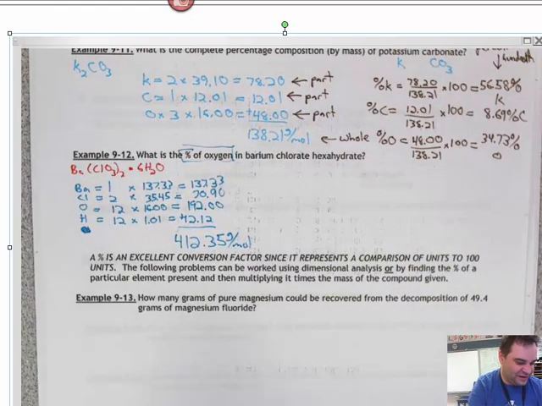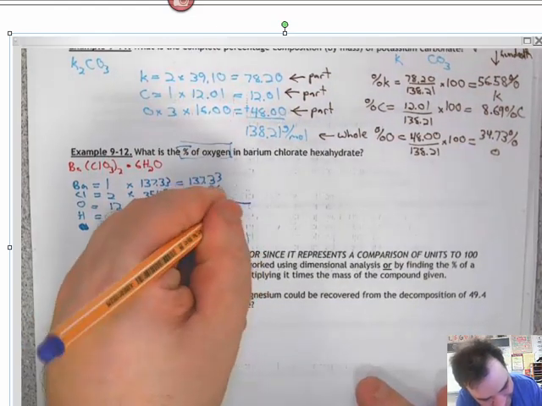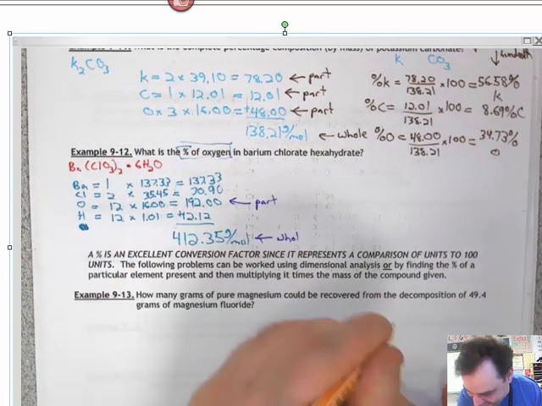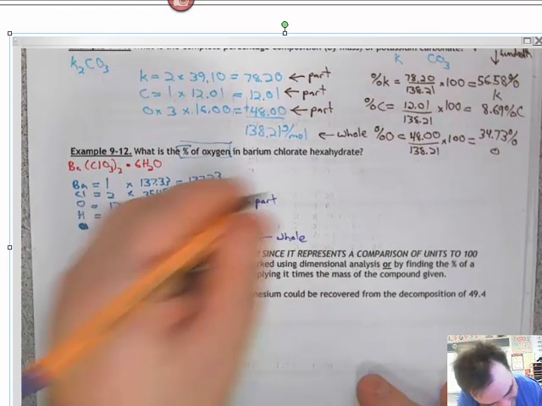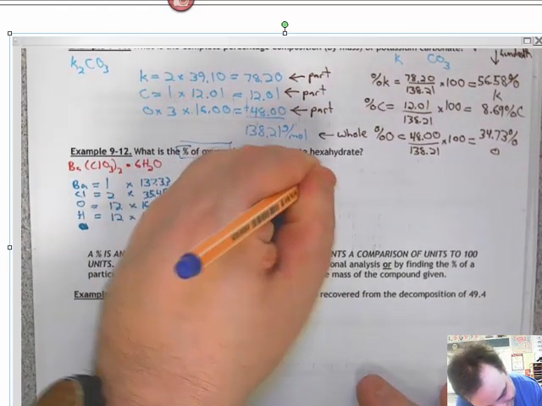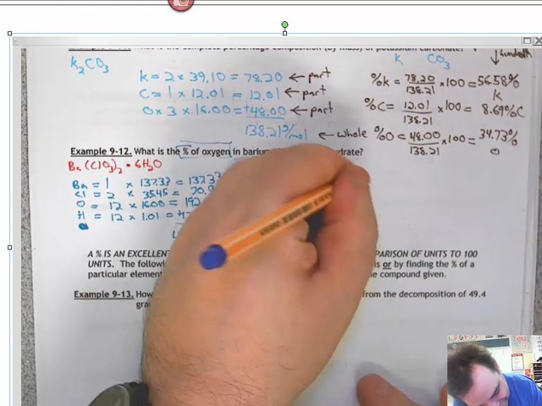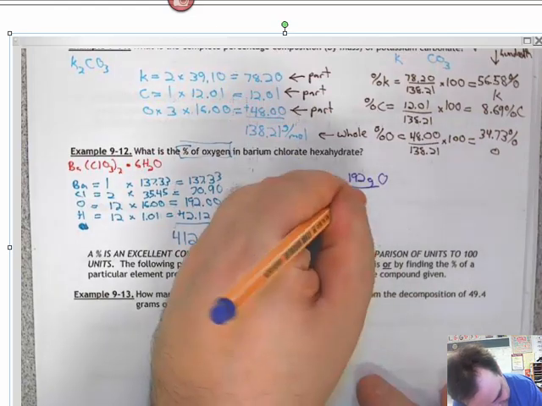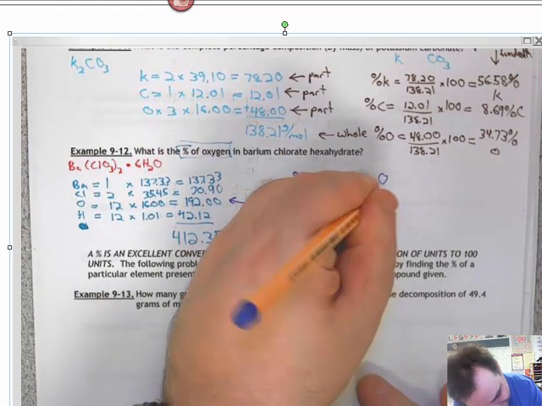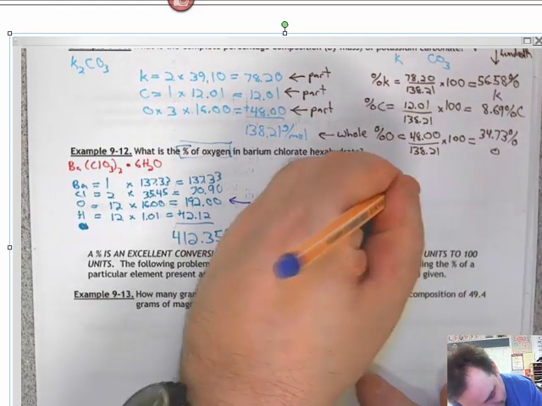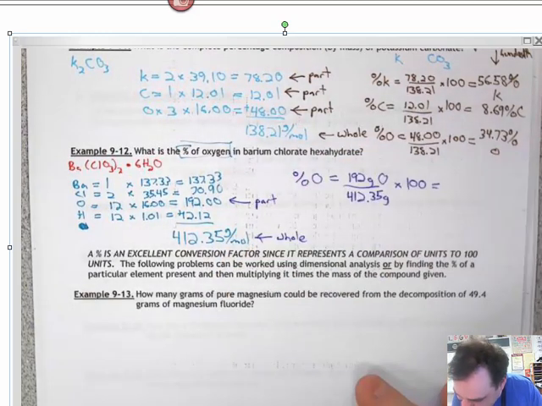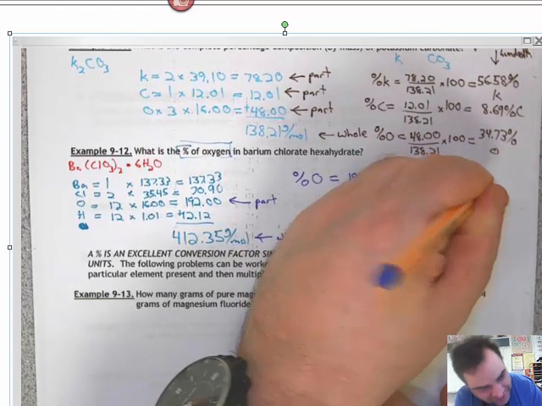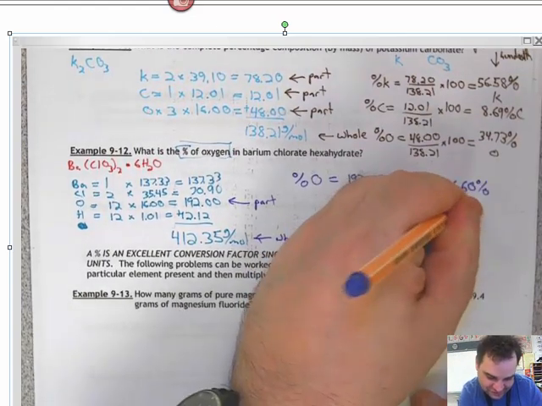Now, since we're doing percent oxygen on this one here, this is the part I'm going to use, and this is the whole. I'm not going to find them all because I didn't ask for all of them, so why would I find all of them? So we're going to do percent O here, which is going to be 192 grams of oxygen over 412.35 grams total, times 100. And you end up with a percentage of 46.60% oxygen.